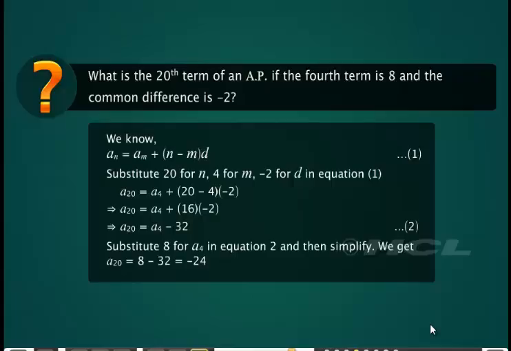Let's go over some properties of arithmetic progression.